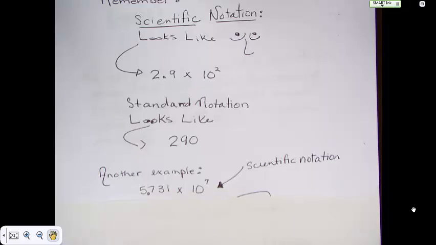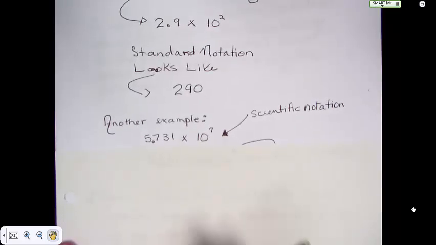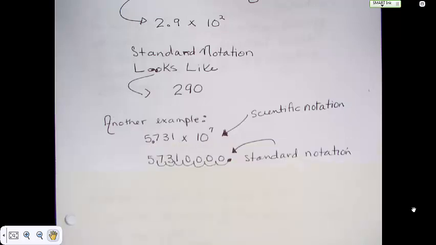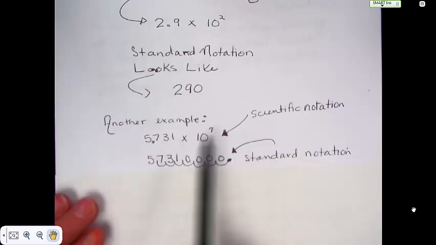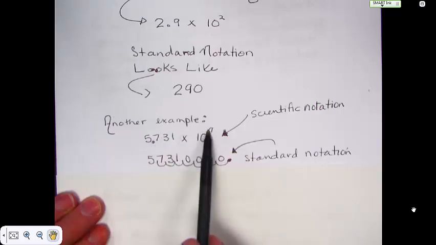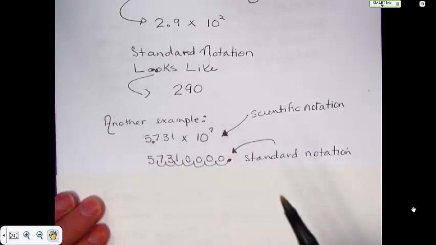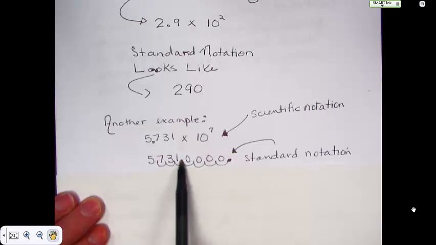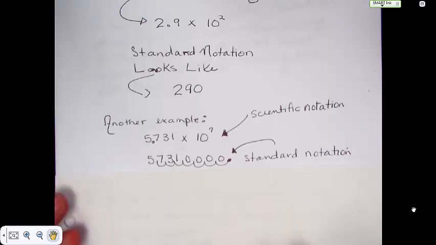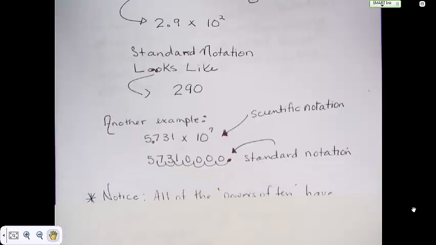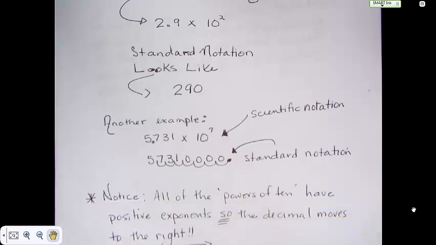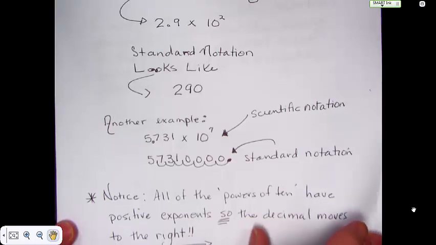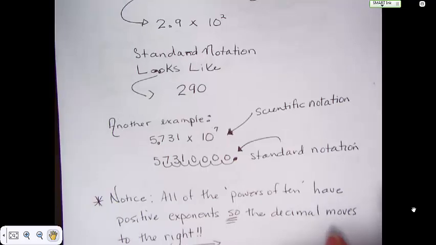Another example, okay, we have scientific notation here, standard notation here. Notice the way we got from here to here is to simply take the 7 and move the decimal 1, 2, 3, 4, 5, 6, 7 places to the right. Hence, we have standard notation. Notice that all of the powers of 10 in these examples have positive exponents, so the decimal always is moving to the right. Now, that's not always the case.